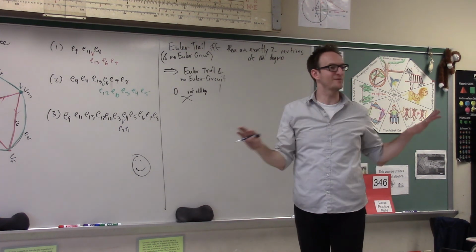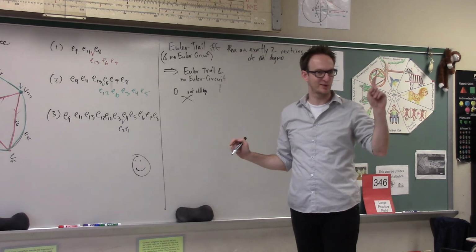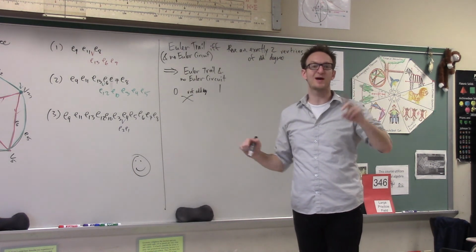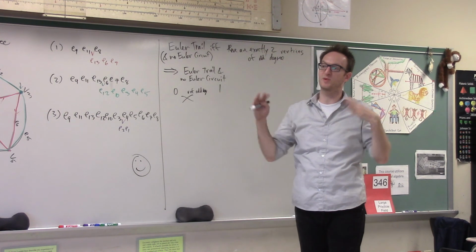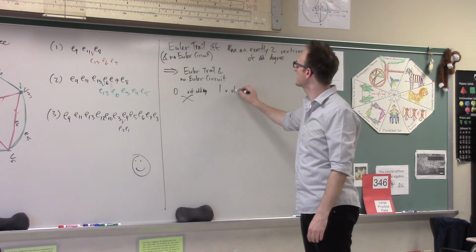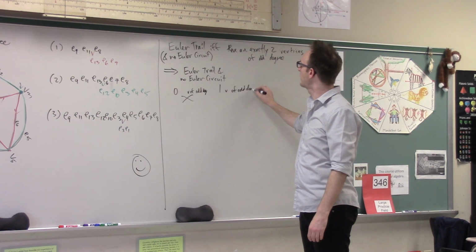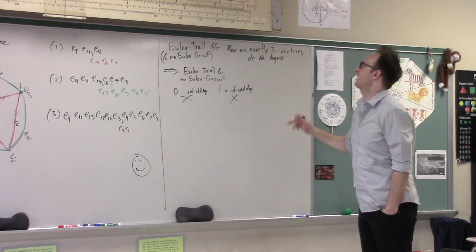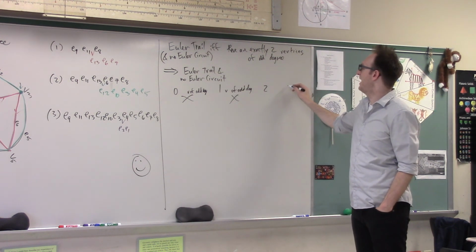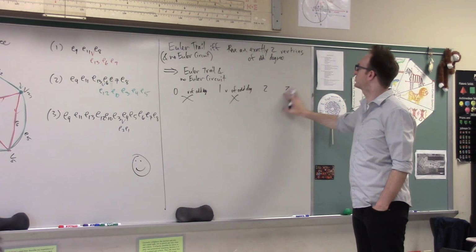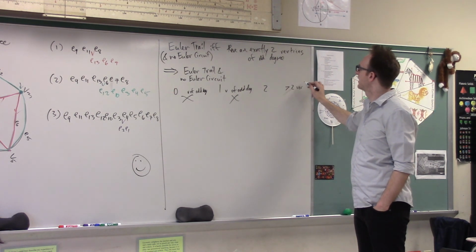No, that just literally violates the handshake lemma, right? You can't have a single vertex of odd degree because then the sum of the degrees of all the vertices would be odd, which is impossible. So 1 vertex of odd degree, just no. This is probably a better way of doing it. And then how about greater than 2 vertices of odd degree?